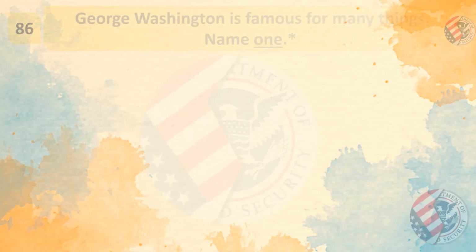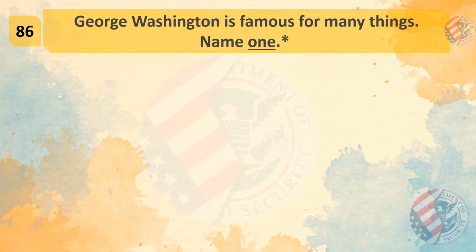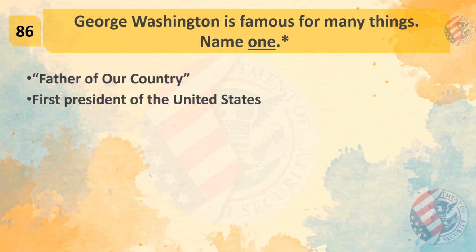George Washington is famous for many things. Name one. Father of our country. First President of the United States. General of the Continental Army. President of the Constitutional Convention.